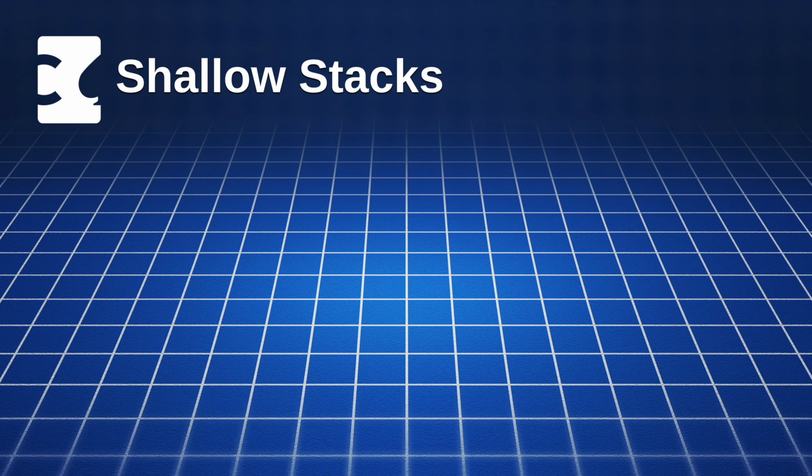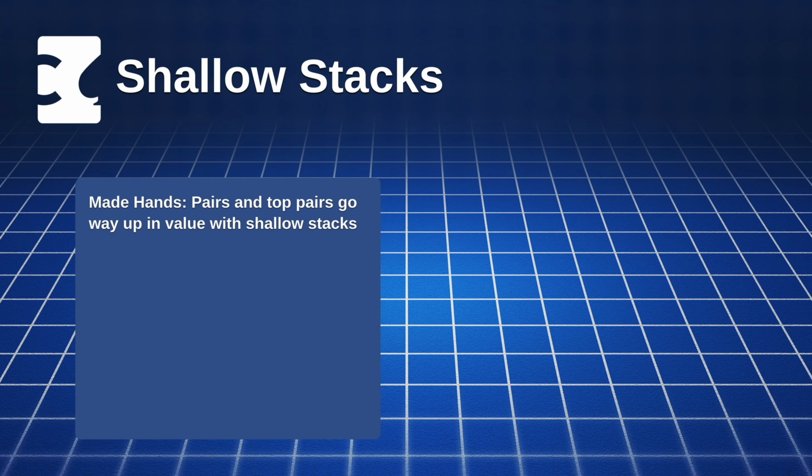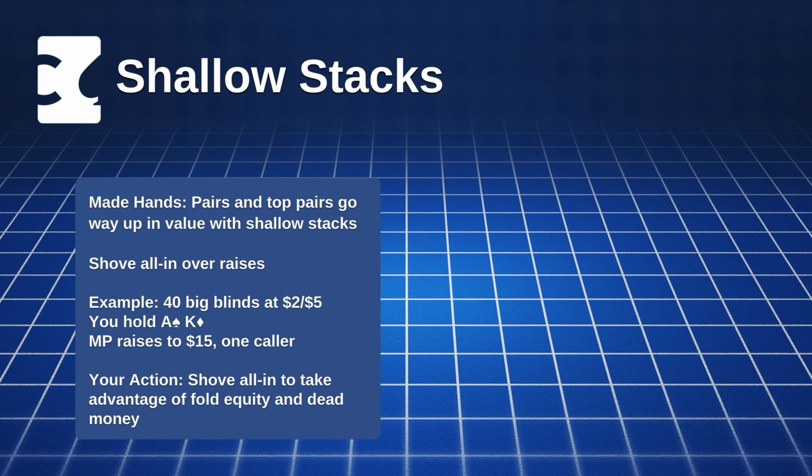Shallow stacks. Pairs and big cards go way up in value. Already having a made hand is very valuable when the stacks are below 100 big blinds, especially when you get down to like 50 and 40 big blinds. This is why tournament players shove a lot of pocket pairs and like offsuit ace X and things like that, because often you just have the best hand already. Shoving all in over a raise is a good strategy when you're shallow.